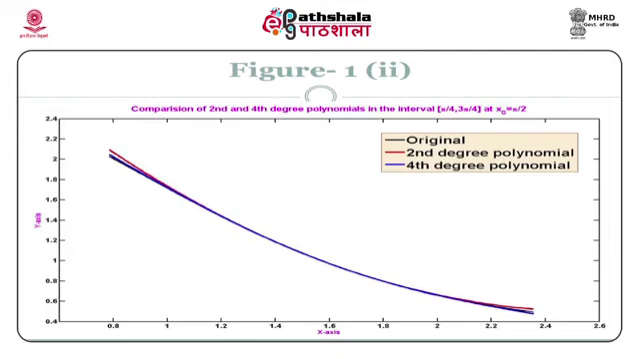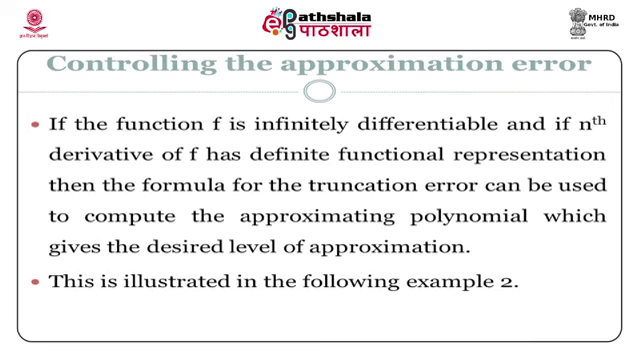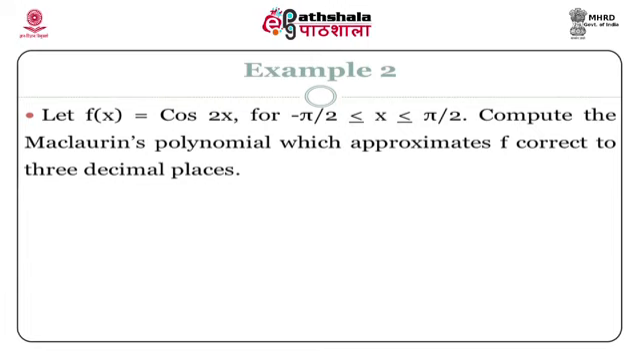So, what we are saying is that if the function f is infinitely differentiable, you can take a polynomial up to any degree to approximate the function f, and as the degree of the polynomial increases, the approximation keeps improving if the Taylor series converges. Therefore, we can use this to get the desired level of approximation. For example, take f(x) equal to cos 2x over the interval minus pi by 2 less than x less than pi by 2, and compute the Maclaurin polynomial which approximates f correct to 3 decimal places.